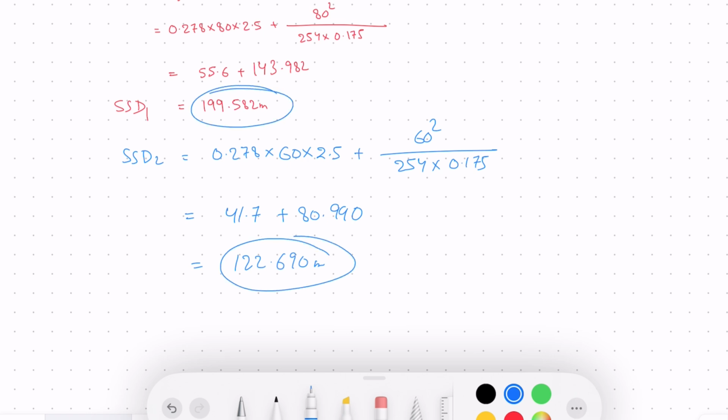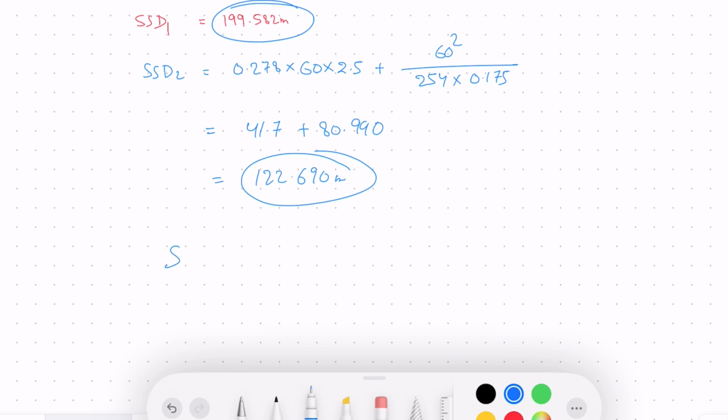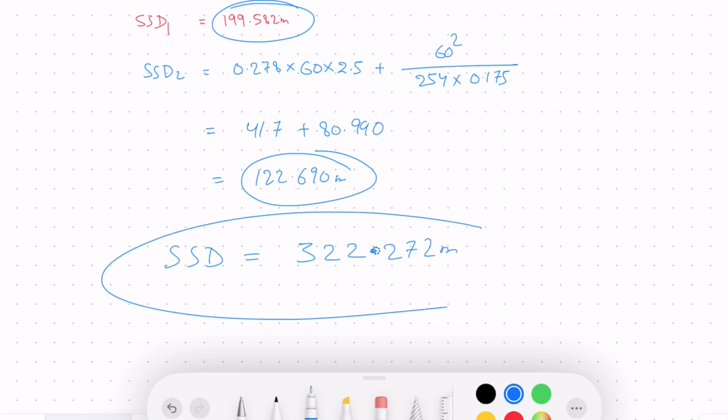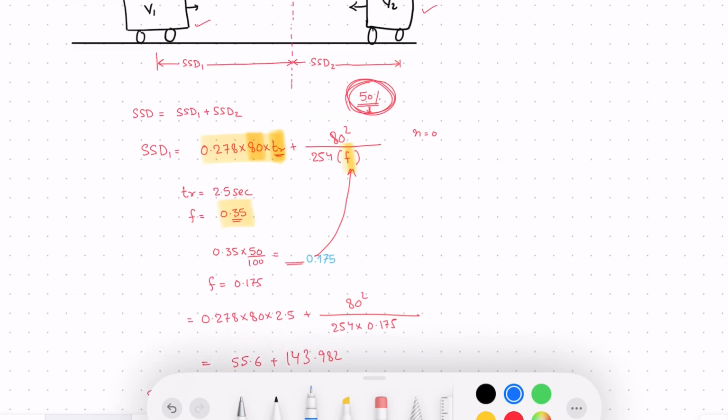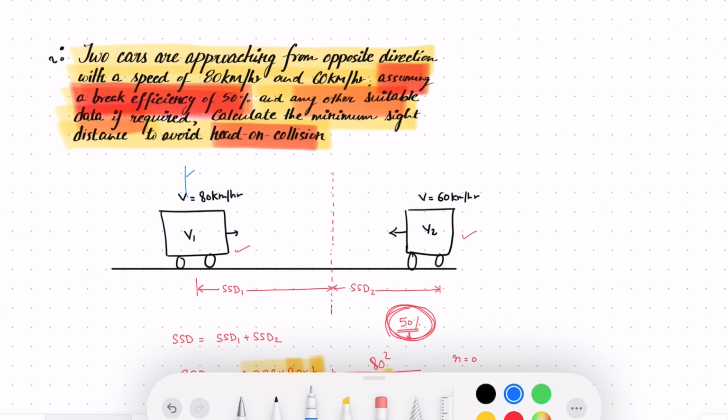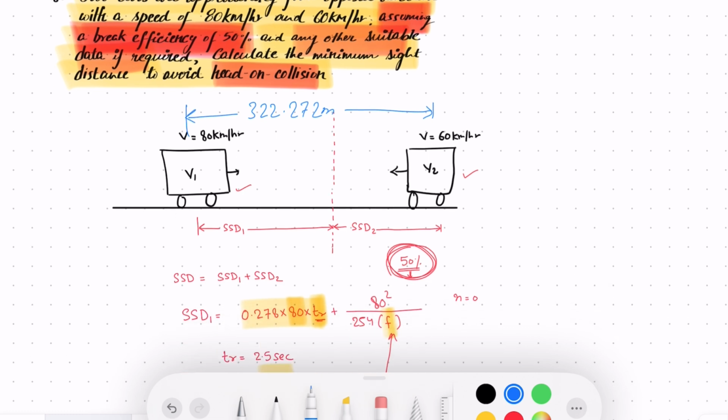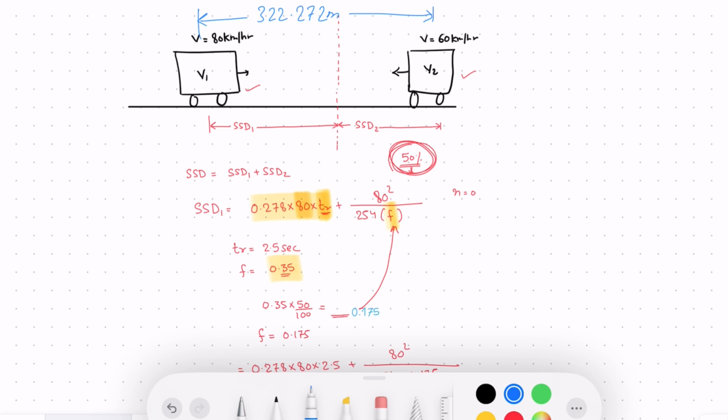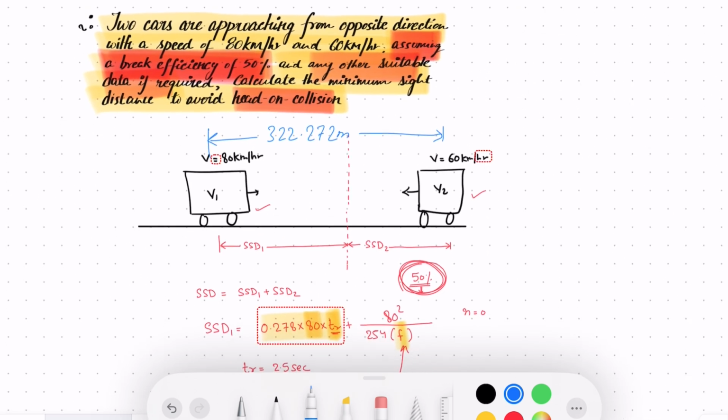So cumulatively, the total SSD that we will get will be 322.272 meter. Okay, so this will be the total SSD, 322.272 meter. I hope the overall concept of the question is clear to you. The only trick in this question was that we have been given the braking efficiency and we have to know what data to be assumed.